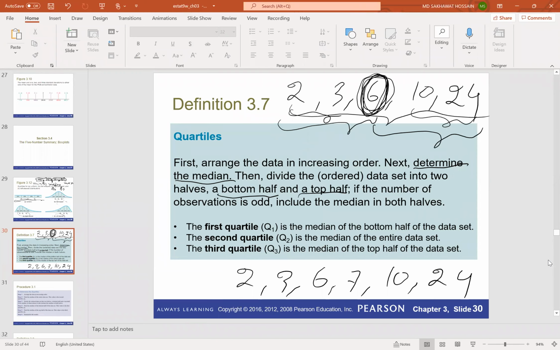But in the other case, what is the median? Median is somewhere here, the average of these two numbers. So the median is 6.5.